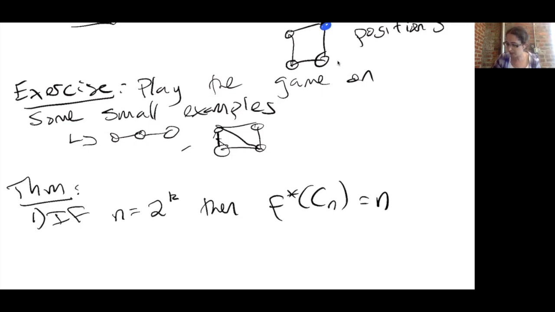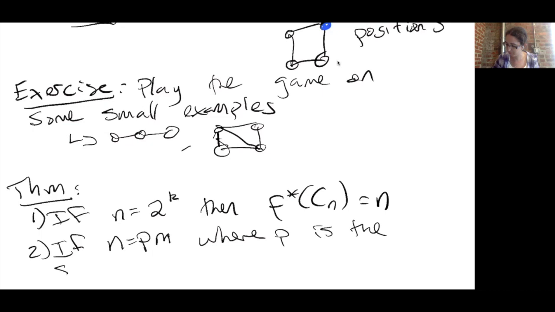Okay, and the second part says, well, if it's not a power of 2, then I can write it as p times m, where p is the smallest odd prime factor.